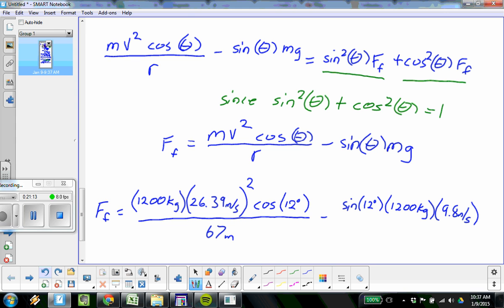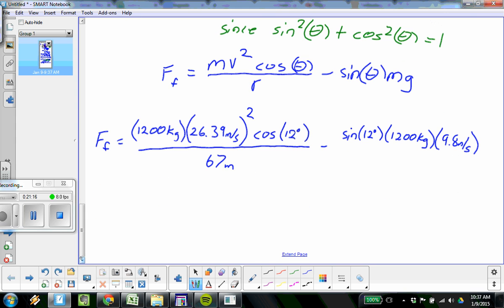So I've just plugged in those values, and that will give us an end value of 9,755.8 newtons. And if I'm not mistaken, if we want to do significant figures, if we go back to our original data, it looks like we have 2 sig figs, because we have 67, 1,200, and so on. So that will in turn bring us to 9.8 times 10 to the third newtons, and that's acting down the plane.